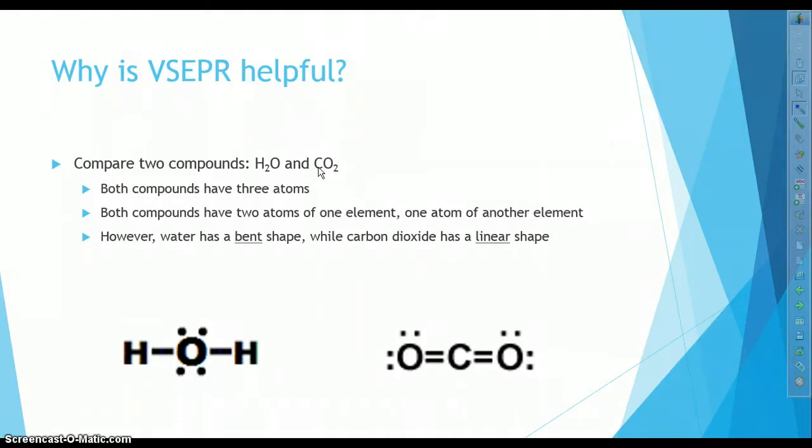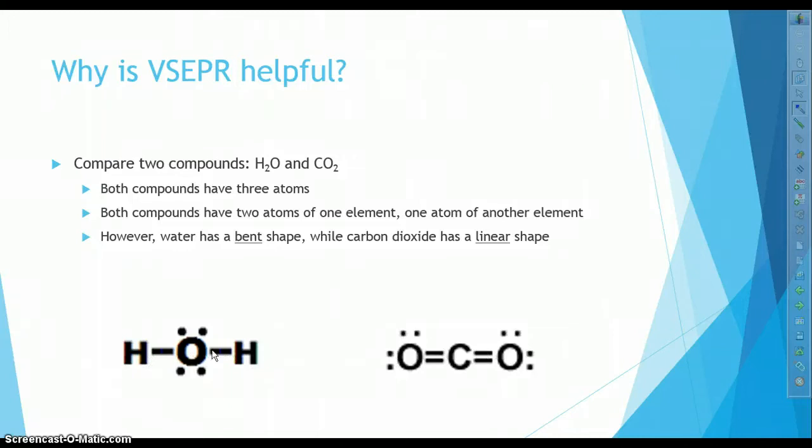In fact, it turns out that water is considered to be a bent molecule, while carbon dioxide has something called a linear shape. Just by looking at these two diagrams down here, it's hard to know exactly what shape there is. These both look pretty straight to me, I can tell you that much.